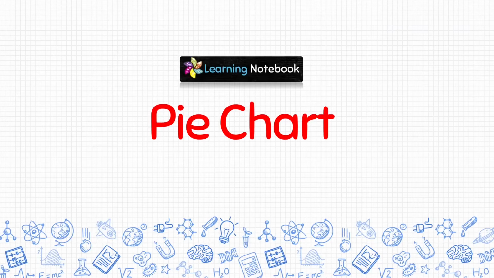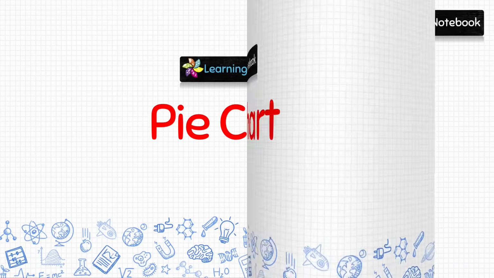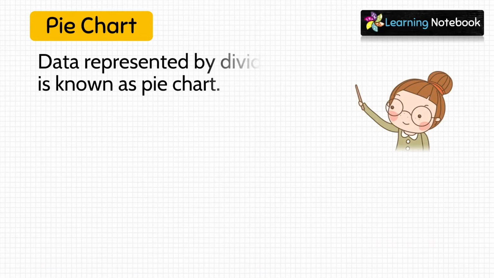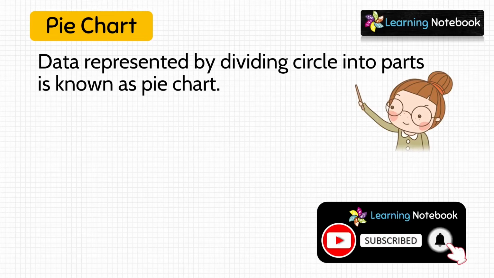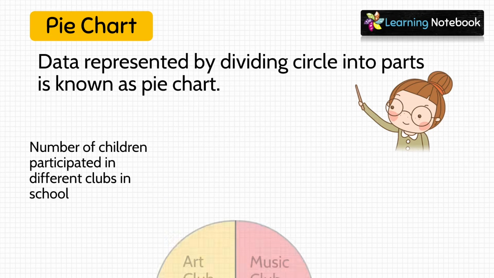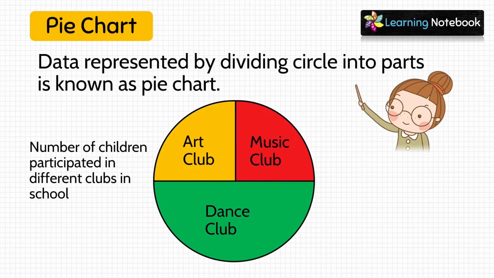Now, let's move on and understand pie chart. Data represented by dividing circle into parts is known as pie chart. For example, here this pie chart is showing number of children participated in different clubs in a school. So here a circle has been divided into different parts to represent the given data. So this is known as pie chart.